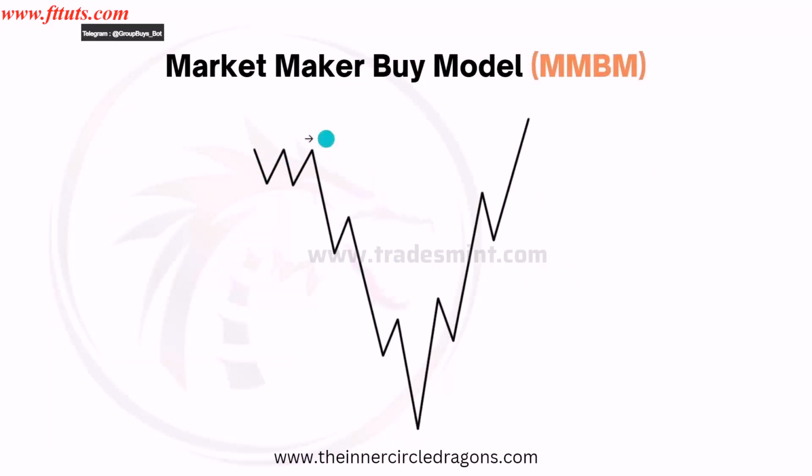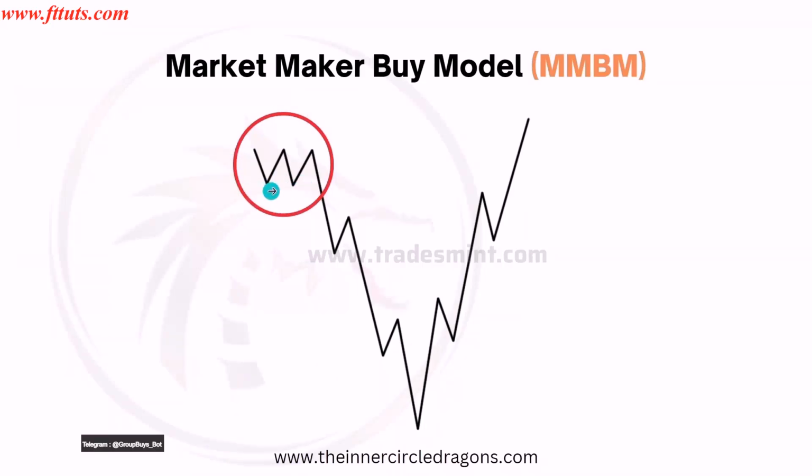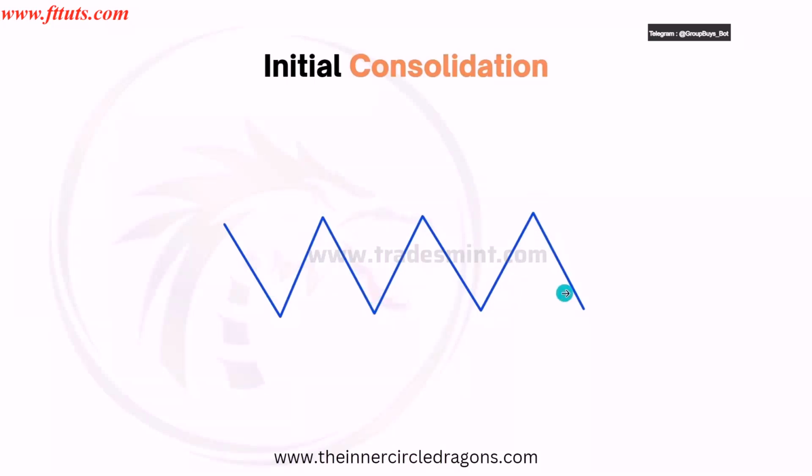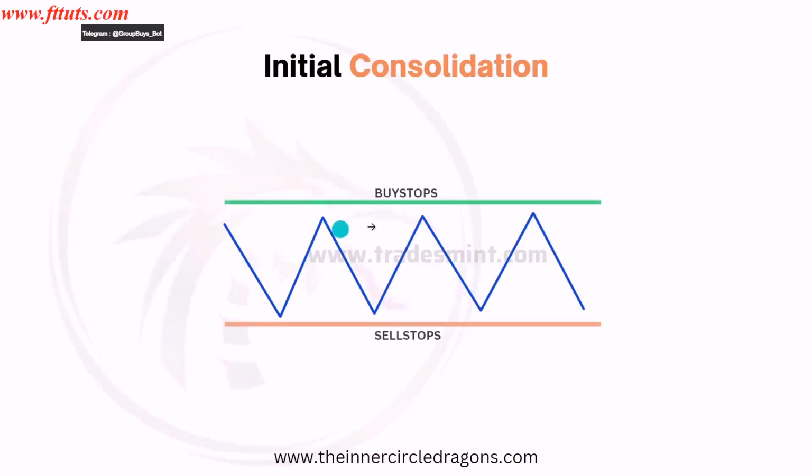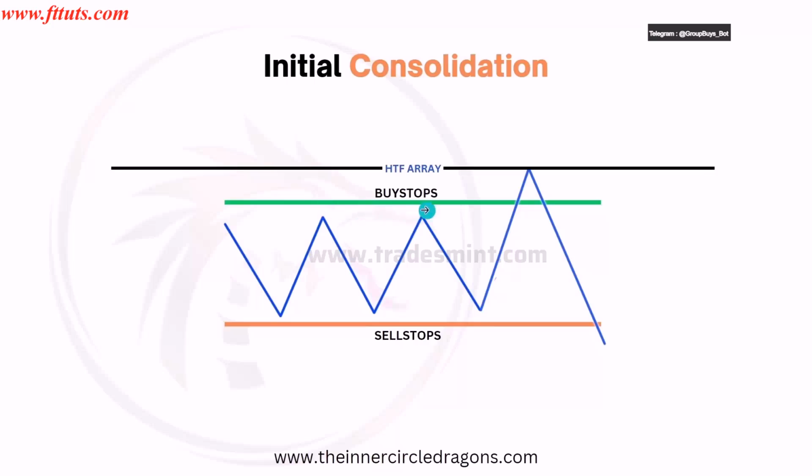So if we reverse this for the market maker buy model, where we have the initial consolidation here circled in red, the algorithm will reprice lower just to go back higher above the initial consolidation. So again, we start with the initial consolidation, where price is being held inside of a range in order for us to build liquidity above the market in the form of buy stops and below the market in the form of sell stops.